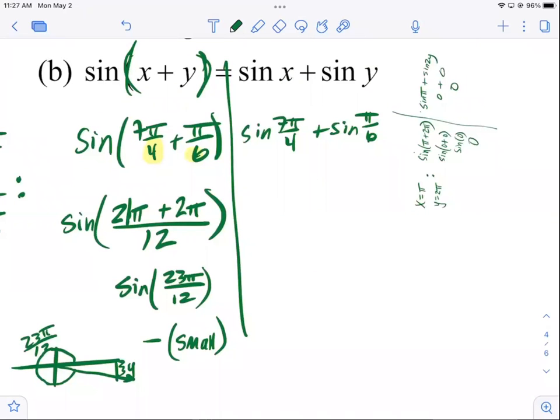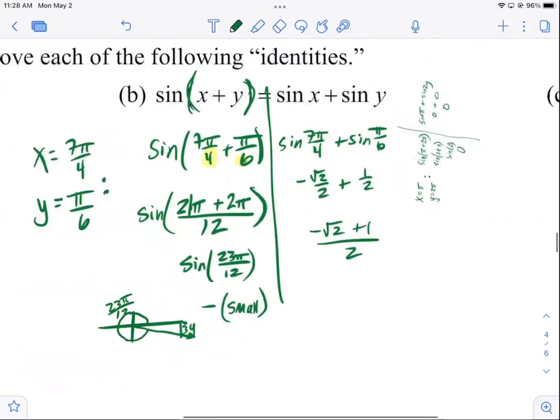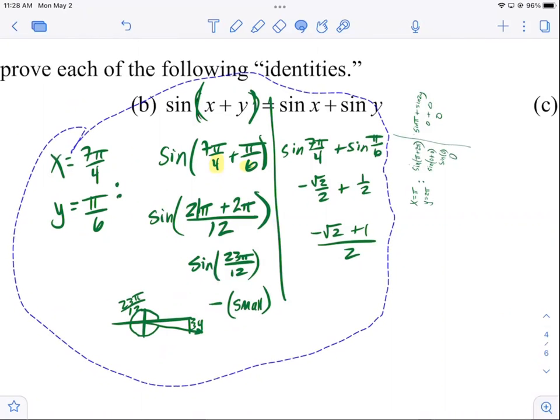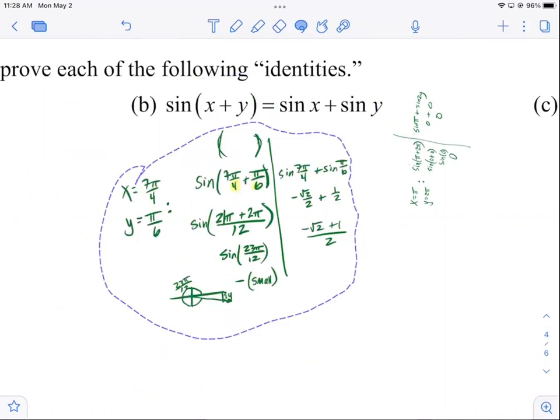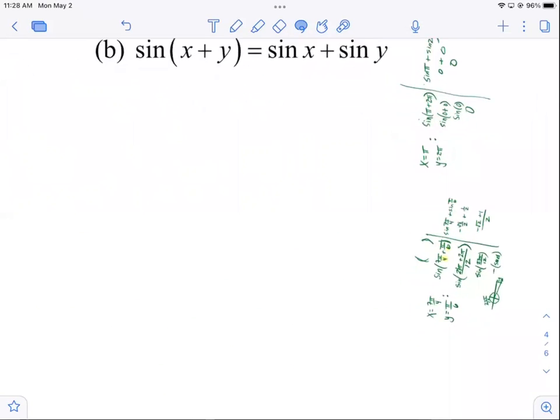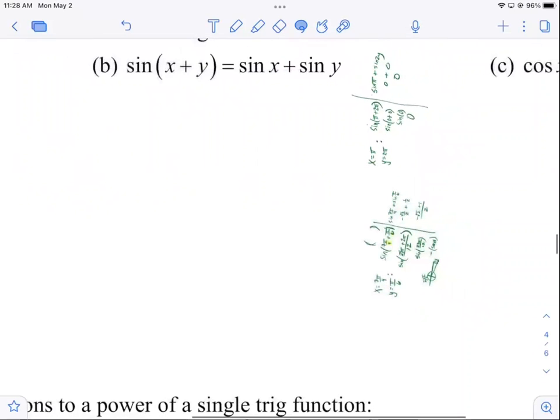Sine of 7 pi fourths. That's negative square root of 2 over 2, right? Sine of pi 6, positive 1/2. And so if I add them together, I get negative square root of 2 plus 1 all over 2. Well, that's also going to be a negative small number. So I think they're going to be different, but I can't tell for sure without a calculator. So again, we have to try finding different values, something that we can actually get down to comparison. So put this off to the side. All right, we're collecting things that don't work.